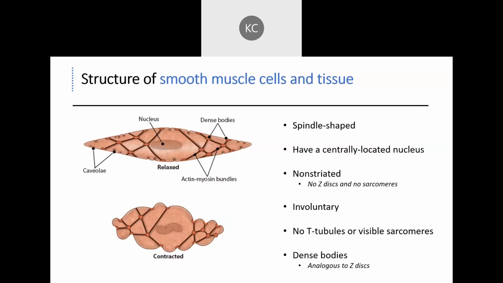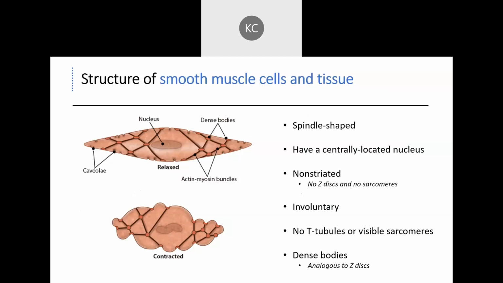They do not have T-tubules, but instead they have something known as caveolae. So remember, T-tubules were these large extensions of the sarcolemma deep to the interior of the cell. Our smooth muscle cells do not have that, but they have something similar called caveolae, all right? Again, the myofilaments are not organized into sarcomeres, so it appears smooth. And then they also have something called dense bodies.